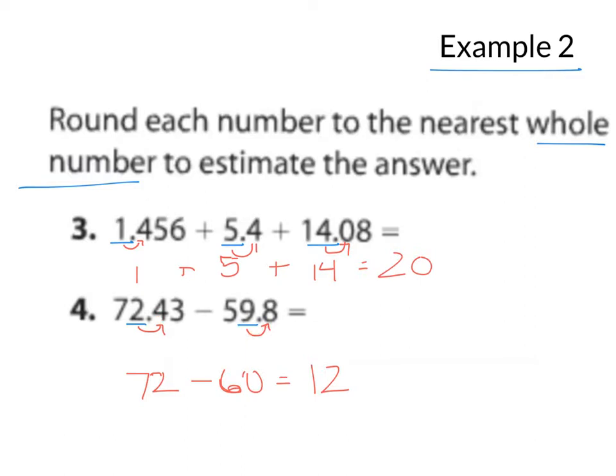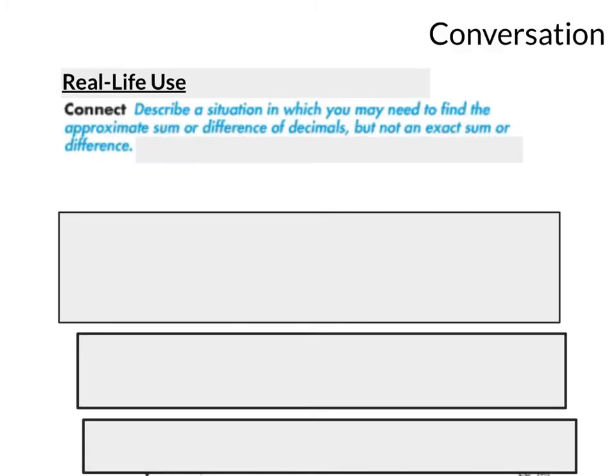I looked at the number behind it, 8. That's bigger than 5. We're going to round up. 59 plus 1, that's 60. 72 minus 60, that's 12. Pause the video right now if you need to, otherwise we're moving on in 3, 2, 1.